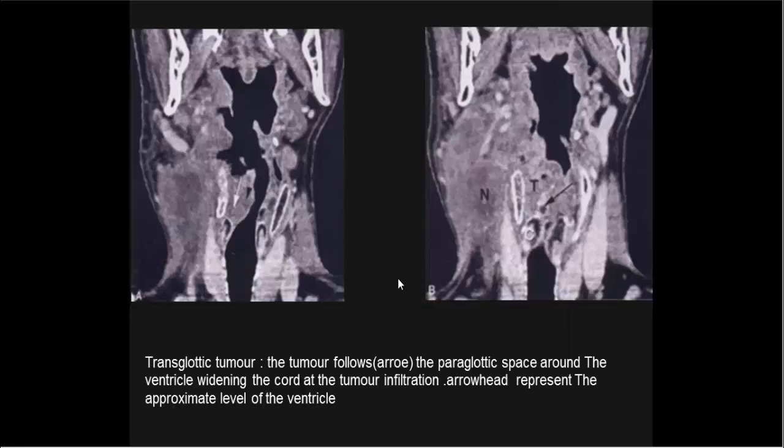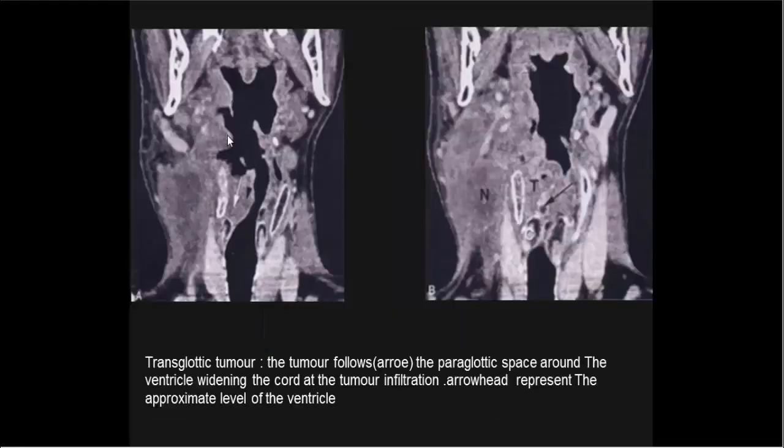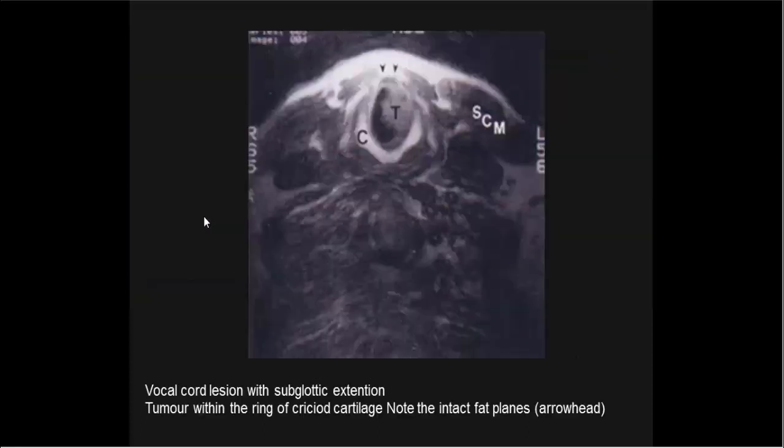This is transglottic carcinoma, tumor follows paraglottic space around ventricle, widening of the cord at tumor infiltration. This is approximate as we see. This is transglottic carcinoma as we see, invading ventricle. This is vocal cord invasion and subglottic extension, tumor within a ring of cricoid, not intact fat plane.